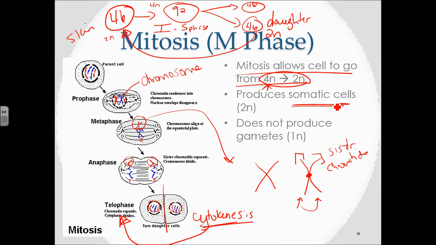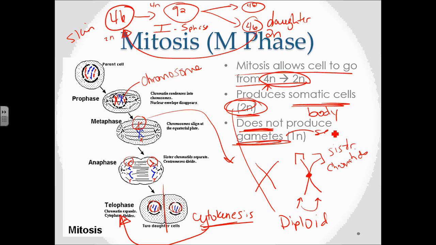It produces somatic cells. Somatic is just a fancy word for body cells. And they're diploid. This is the algebraic expression for the term diploid that you will learn about in one of Bosen's videos. It does not produce gametes. What are gametes?